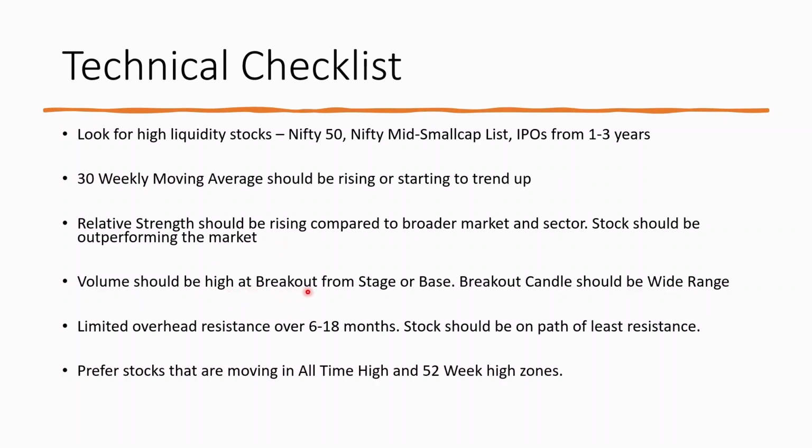Volume should be high at the breakout and the breakout candle should be wide in range. This we had discussed earlier. We need a wide range candle which is supported by high volume, which shows that the underlying move is coming on the back of strength. Limited overhead resistance. Stock should be on the path of least resistance. This I'll show you in one of the examples. Prefer stocks that are moving in all-time high and 52-week high zones. So you need to look at stocks that are near all-time high or 52-week high. How this helps is that, see, I will explain this quickly.